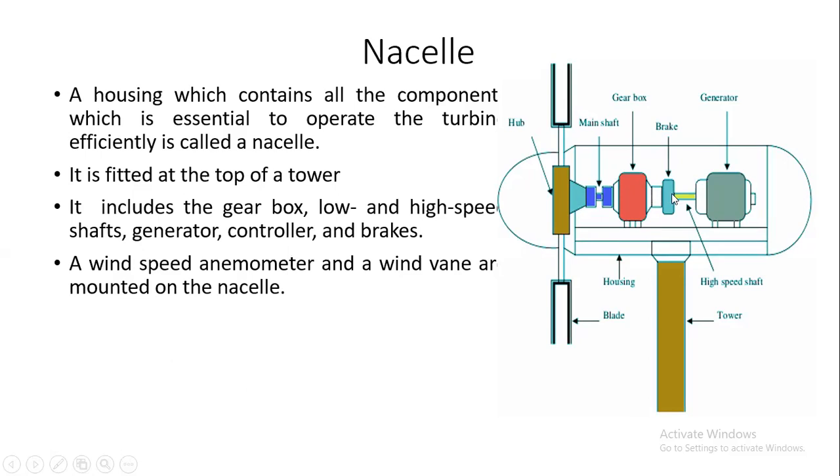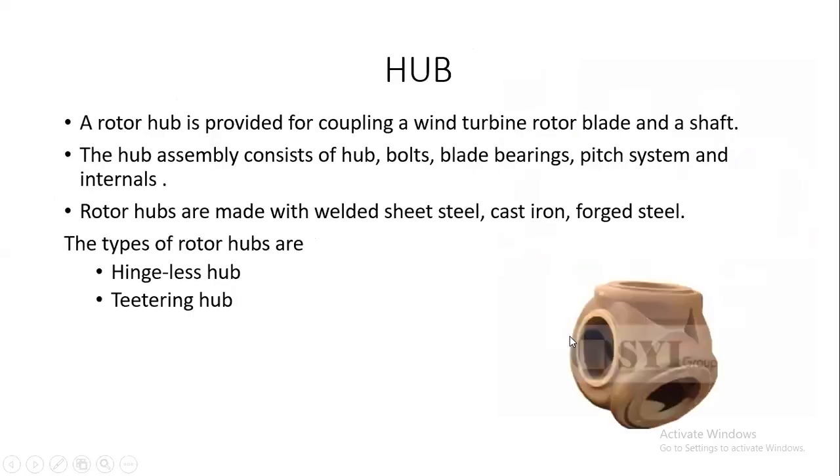Then this one is the brake. Brake means the emergency brake, required at the time of thunderstorm and other kinds of high wind. We stop the wind turbine by applying this brake. Then a generator converts the mechanical energy to electrical energy, and at the end side of the nacelle we connect a generator. Then the high speed shaft is also connected here, with the housing, and these are the blades.